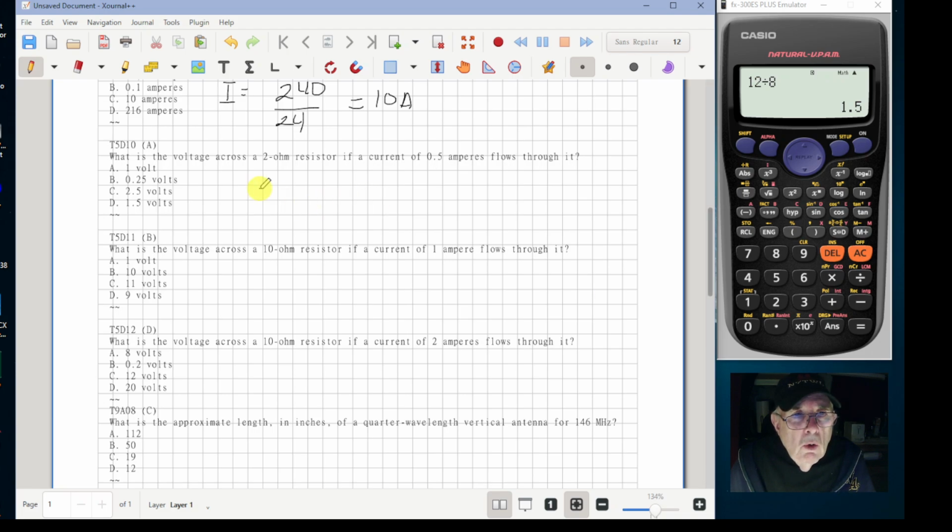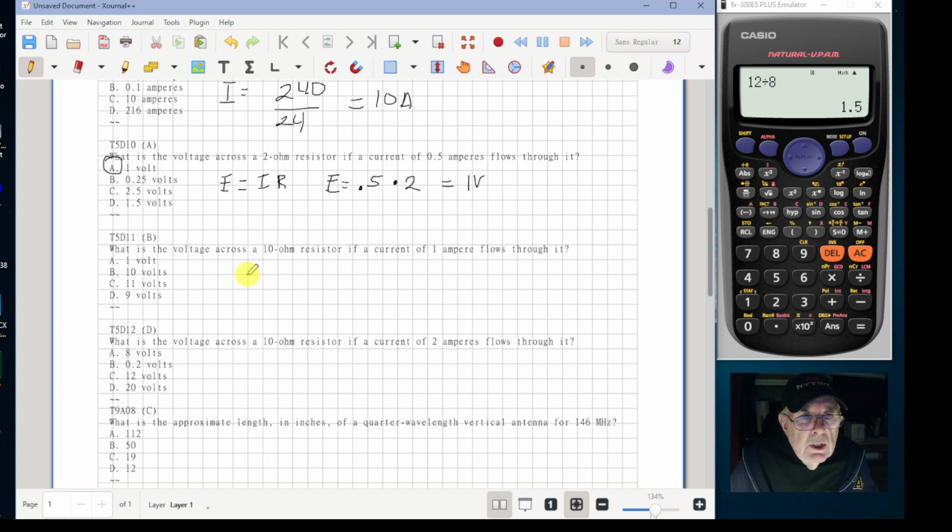Okay. Now we want to know voltage. What is the voltage? So this is our straightforward Ohm's law, E equals current times resistance. So let's fill it in. E then is equal to our current 0.5 times our 2 ohm resistor, and 2 times 0.5 is equal to 1. So 1 volt.